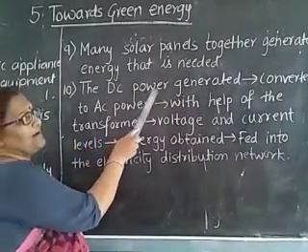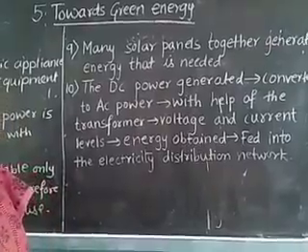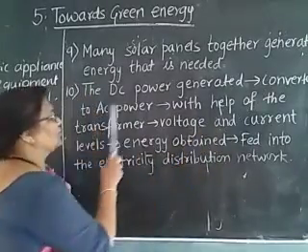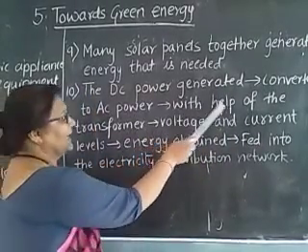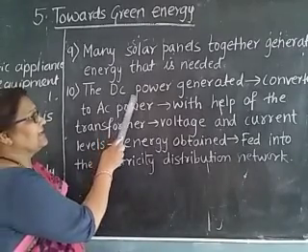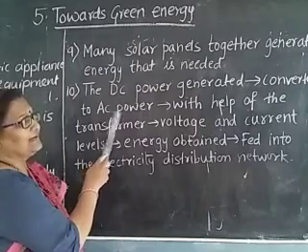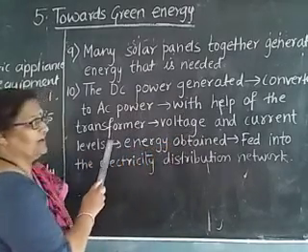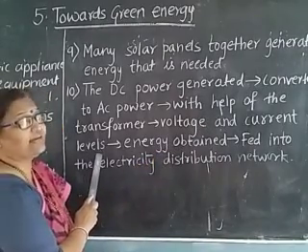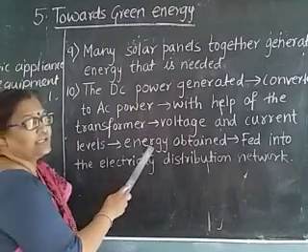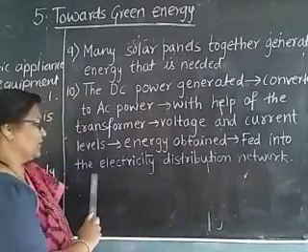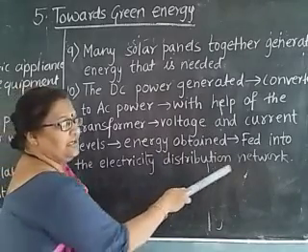In a DC power plant, the DC current is generated first, then it is converted into AC power with the help of the transformer. Here there is a conversion of direct current into alternating current power with the help of the transformer. Voltage and current levels are checked here. Then the energy is obtained, and this energy is fed into the electricity distribution network.